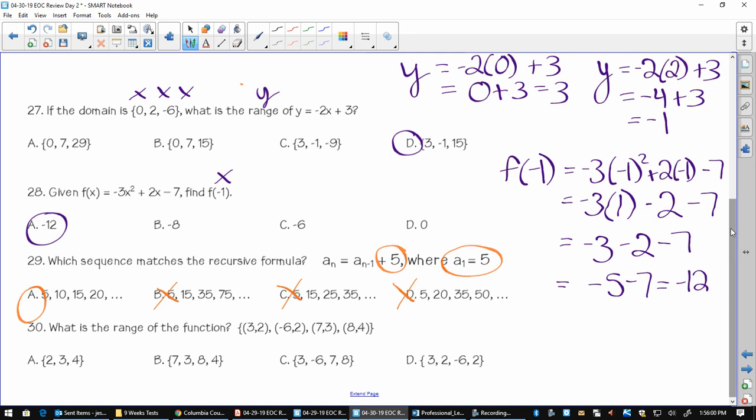Make sure there's nothing else there that's correct. All right, on 30, they're asking us for the range. This should be the easiest problem you get. If you get this on the EOC, it should be an easy answer you get right. All it's asking you to do is list out the y values from those ordered pairs. So we have 2, 2, 3, 4. Remember that when we list out domain or range, if a number repeats, it's only going to show up once. So we're looking for 2, 3, and 4, so our answer would be A.